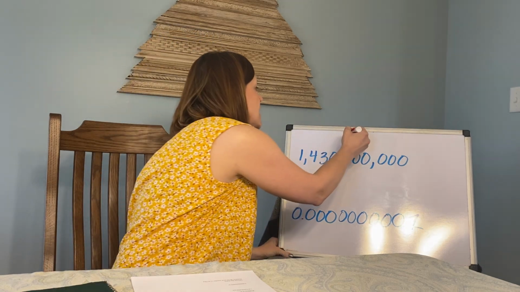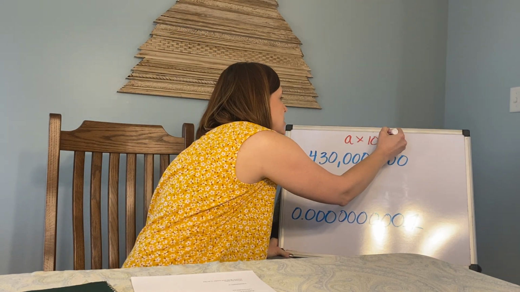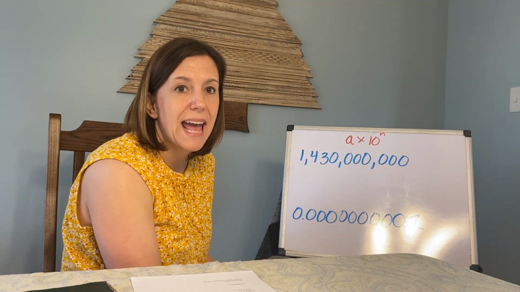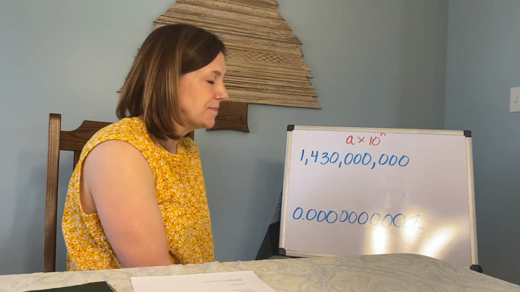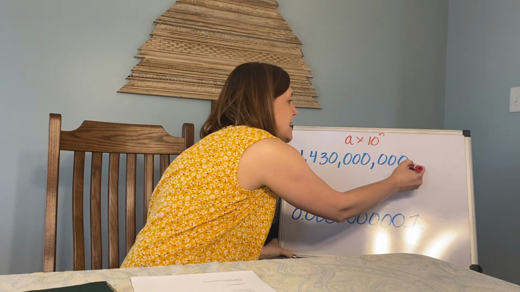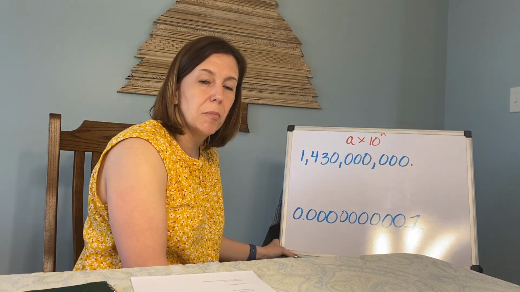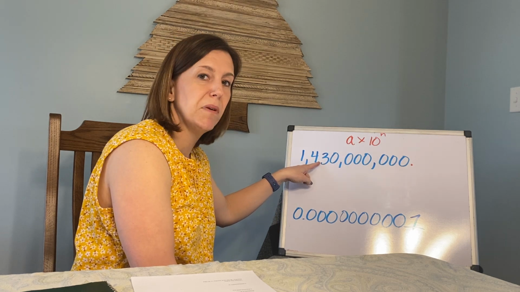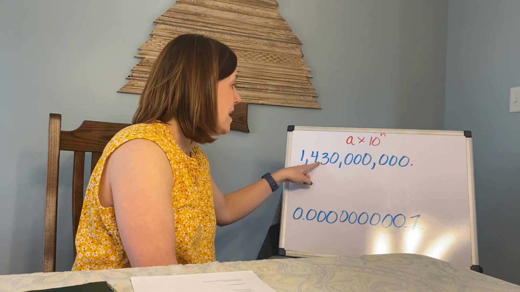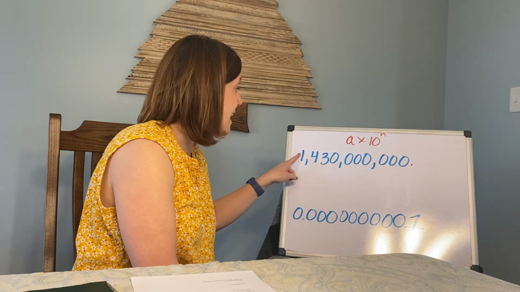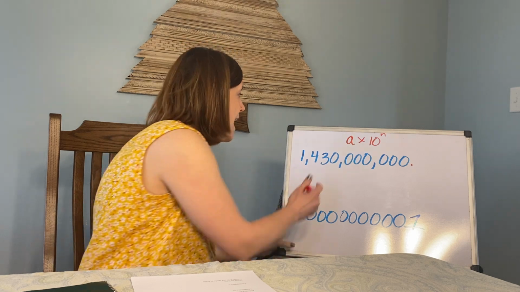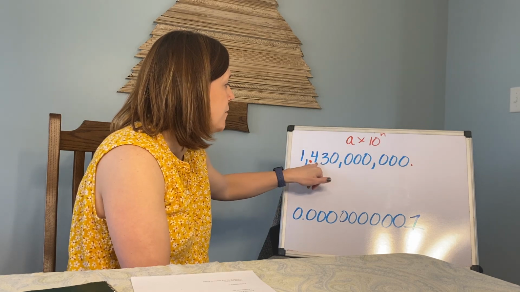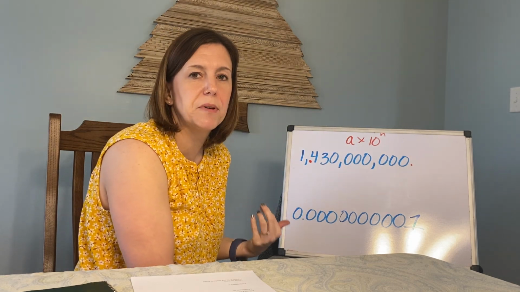So remember, my pattern is a times 10 to a power. My a has to be between 1 and 10, 1 being included. That means my decimal point is here right now in standard notation. But where do I want it to be? I want it to be all the way over here. Not here, because that would give me 14.3. That's greater than 10. Not here, because that would be 143. And not here, because that would be smaller than 1. I want it to be here, because that would have my first number being 1.43, which follows the rules of being between 1 and 10.